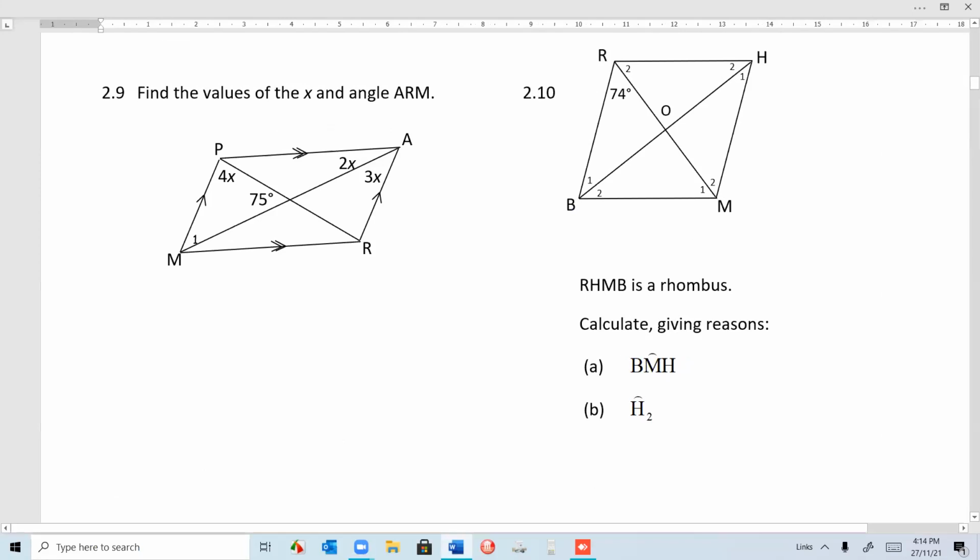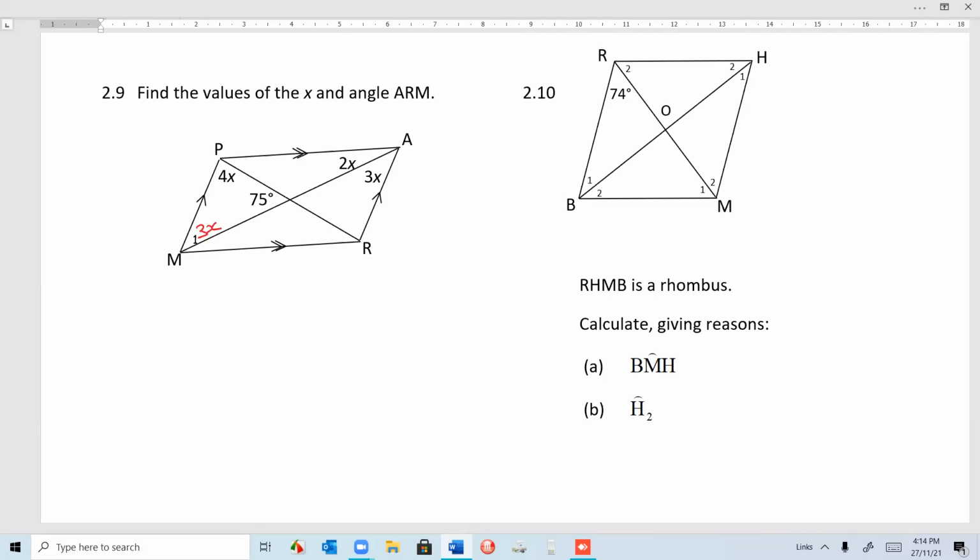M1 is equal to 3x because of alternate angles. Well done. Somebody told me M1 is equal to 3x, alternate angles. I'm happy with that. So what are we going to do next? Sum of angles of a triangle.